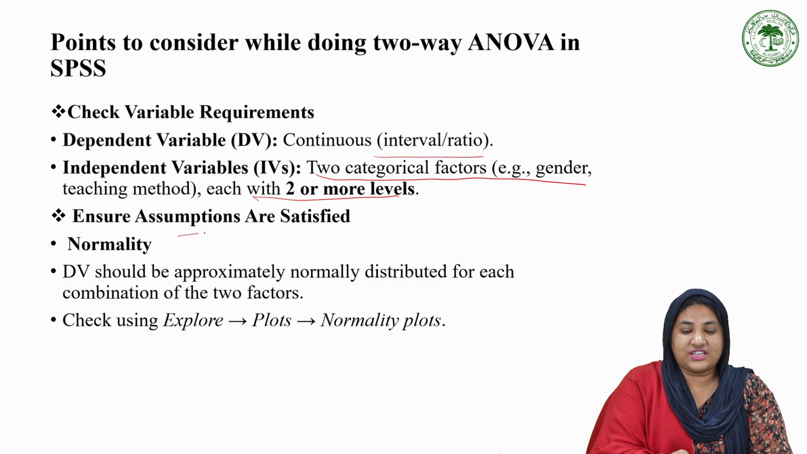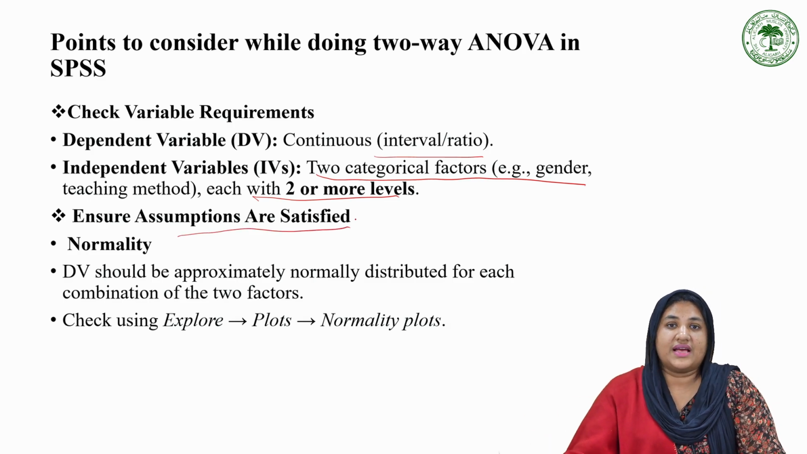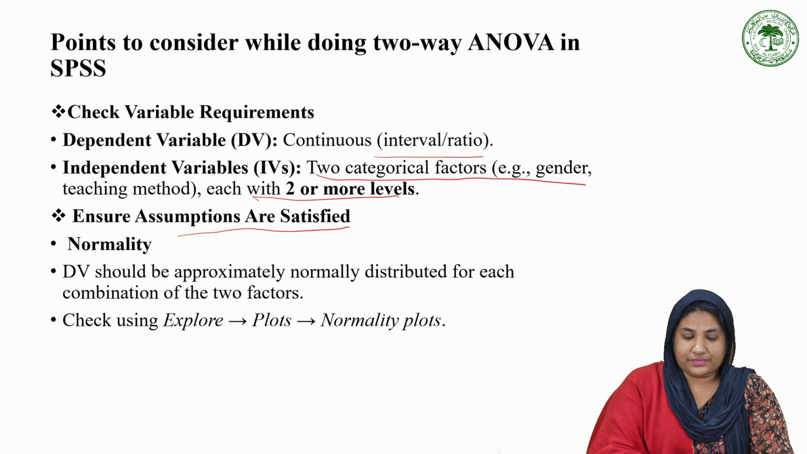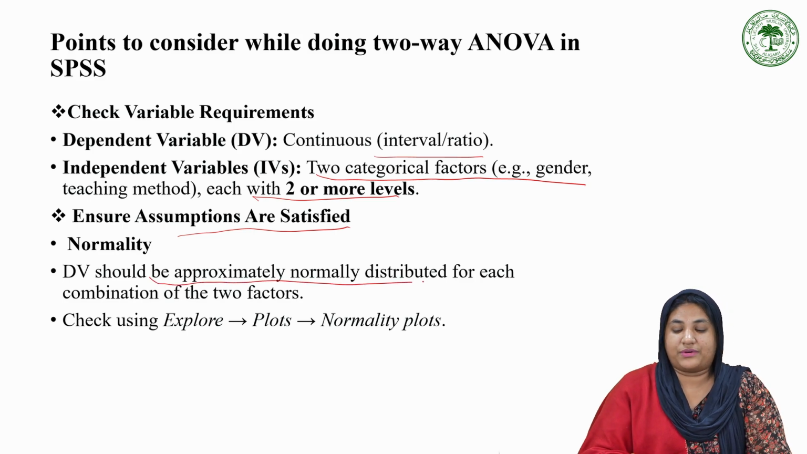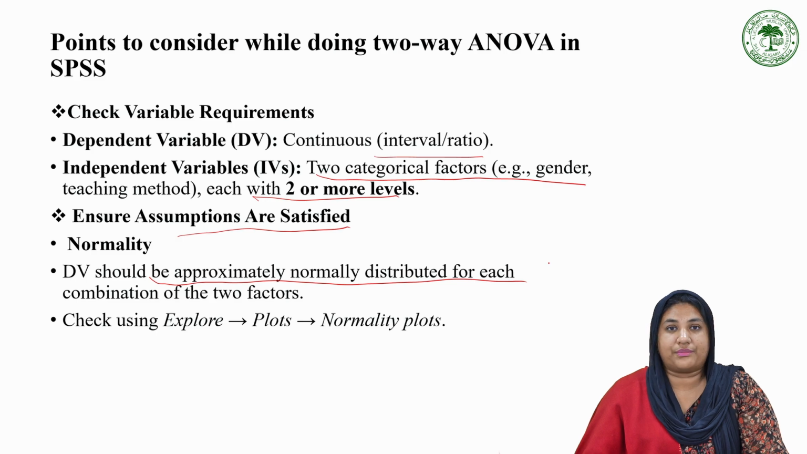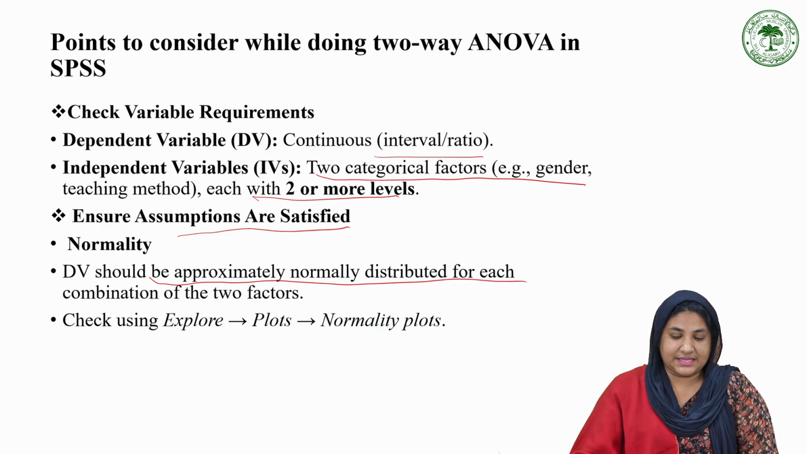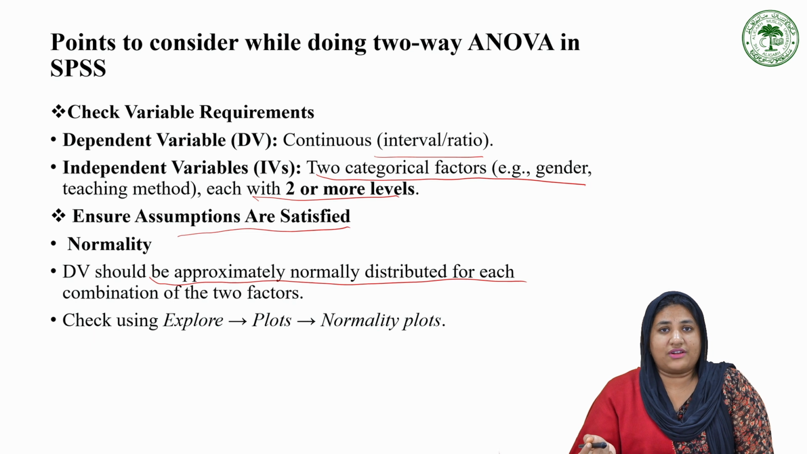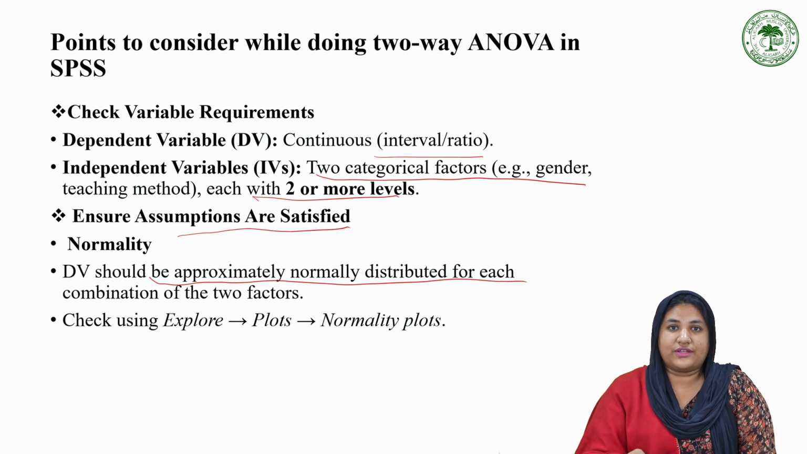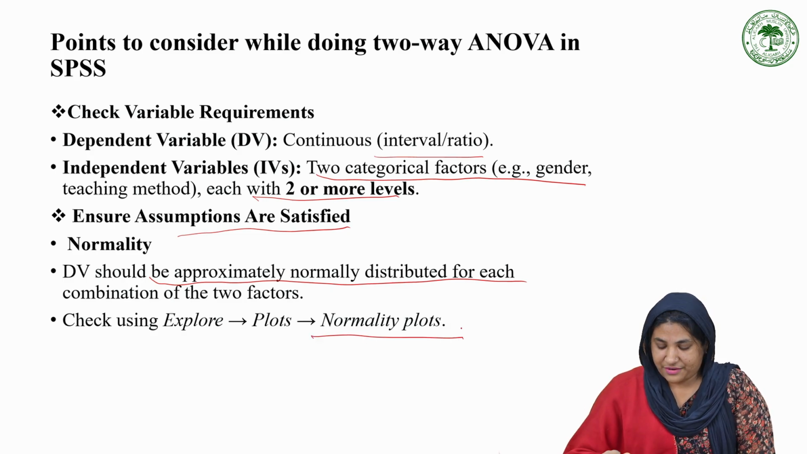Here, ensure that assumptions are satisfied. It is the responsibility of the researcher to ensure that the assumptions are being satisfied. That means normality. The dependent variable should be approximately normally distributed for each combination of the two factors, and that is very much important. Whatever dependent variable you select, it should be approximately normally distributed, and you can check this using normality plots also. Apart from that, what are the other points that you have to consider? Let's see.